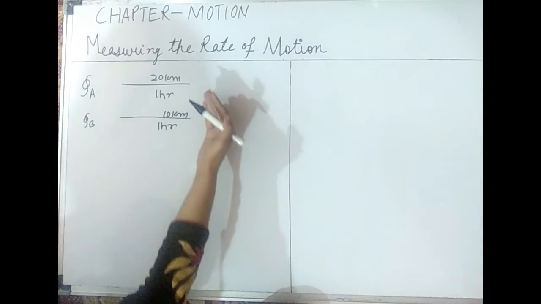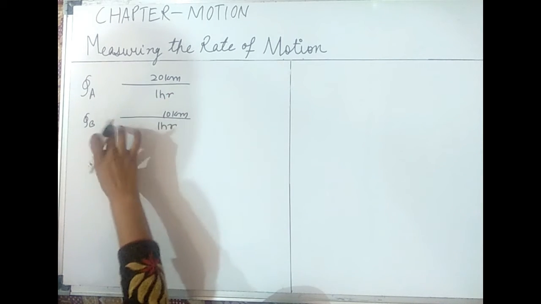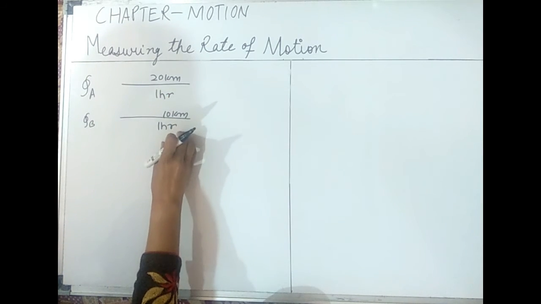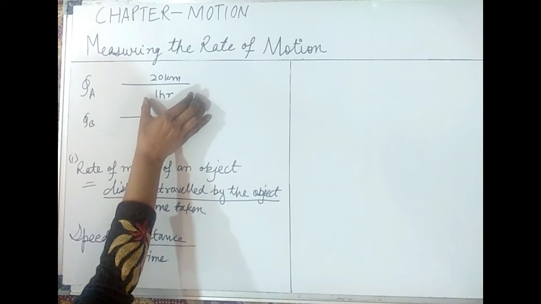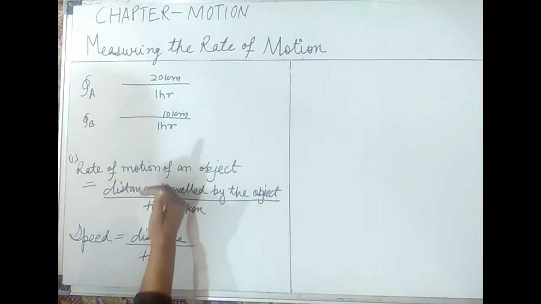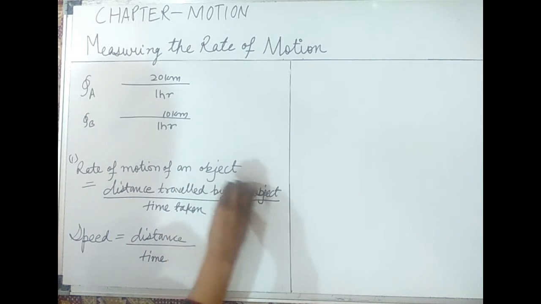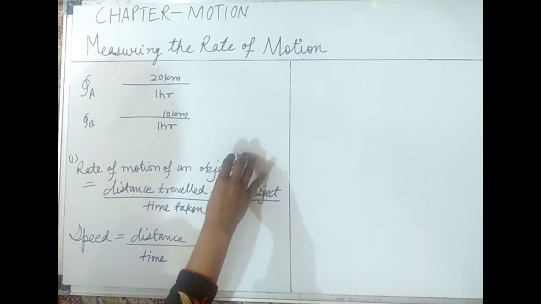We also see this in our daily life that one object covers some distance in the given time, and another object covers some other distance in a given time. So here we have taken distance, here we have taken time. When we divide a quantity by time, we get rate. And what are we dividing here? We are dividing the distance traveled by the object by time. So this is the rate of motion of an object.